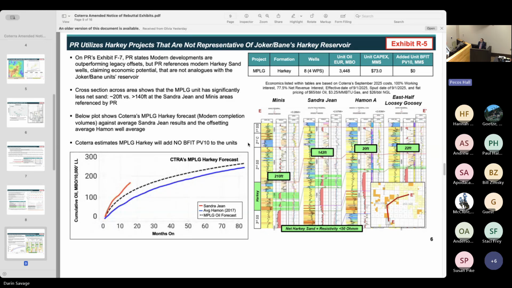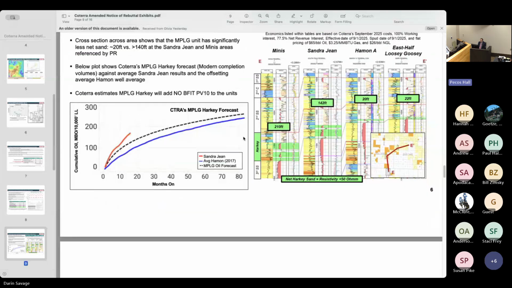The Hammond unit, which is offsetting Mighty Pheasant Loosey-Goosey, was claimed to be vintage. And although it doesn't have the 2,500 or the 2,200 pound completion that some might test, it's still a 1,500 pound per foot proppant job. And so Coterra is modeling upside from those well results, and yet we're still not seeing any economics. So we do not believe the Harkey landings add any value, and that is very important when looking at the full development plan. And anything else on R5? No. Let's go to R6.